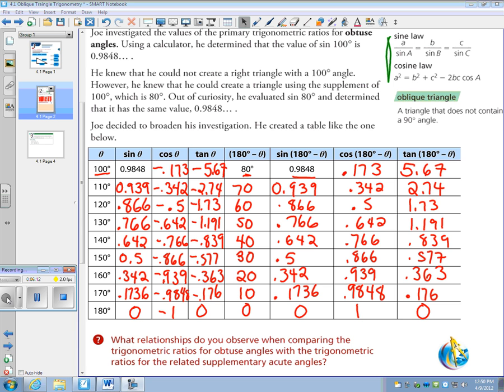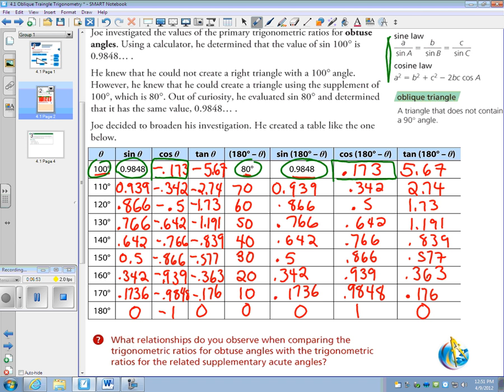Okay, so you've completed the table and you should notice a couple of patterns. The main pattern that I want you to notice is that the cos of any angle is the negative of the cos of 180 minus that angle. So the cos of 100 gives you a negative number. The cos of 80 gives you that same number, only positive. Okay, sine ratios are the same. The sine of an angle and the sine of its supplement is always the same.